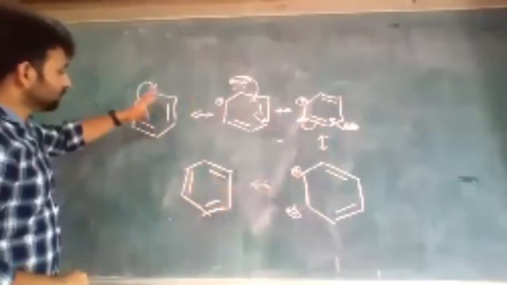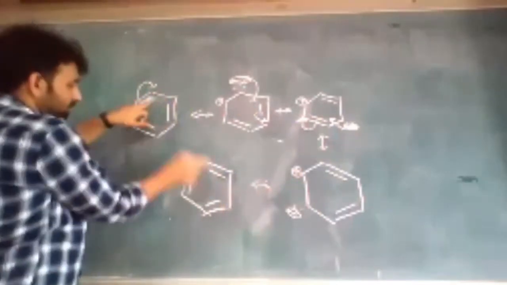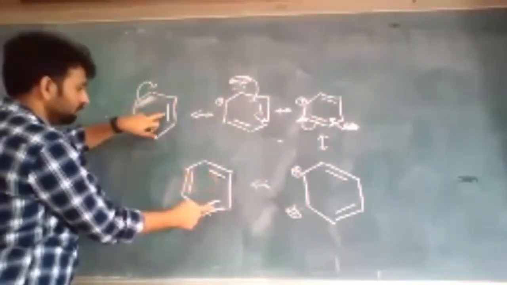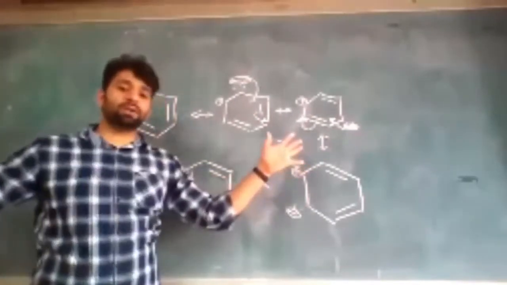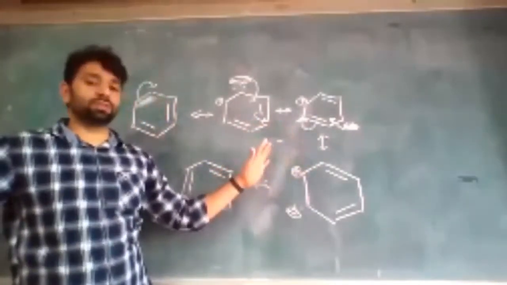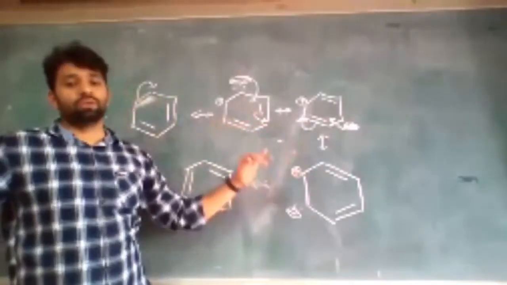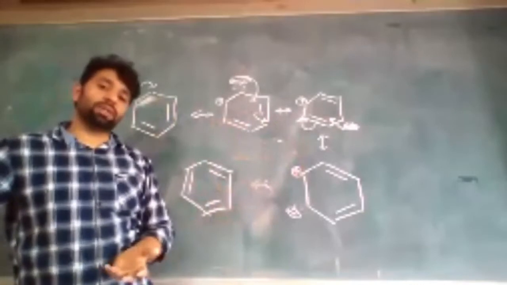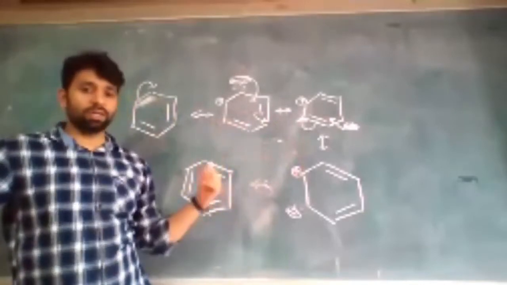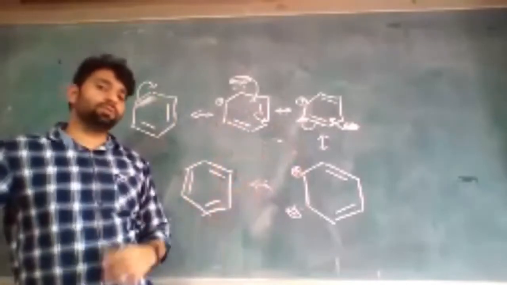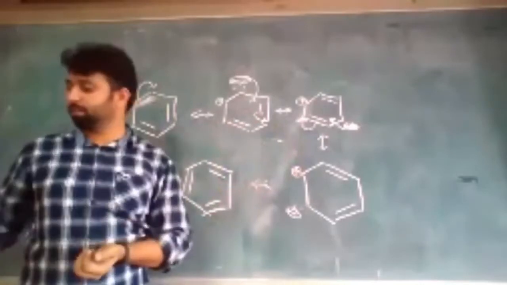So there is a shifting of a bond. See, the bond is here, the next bond is here. Like this, like this. So these are the basic resonating structures for benzene. If you go for electrophilic aromatic substitution, this is very important. Now tell me, what do you mean by ortho, meta and para positions?